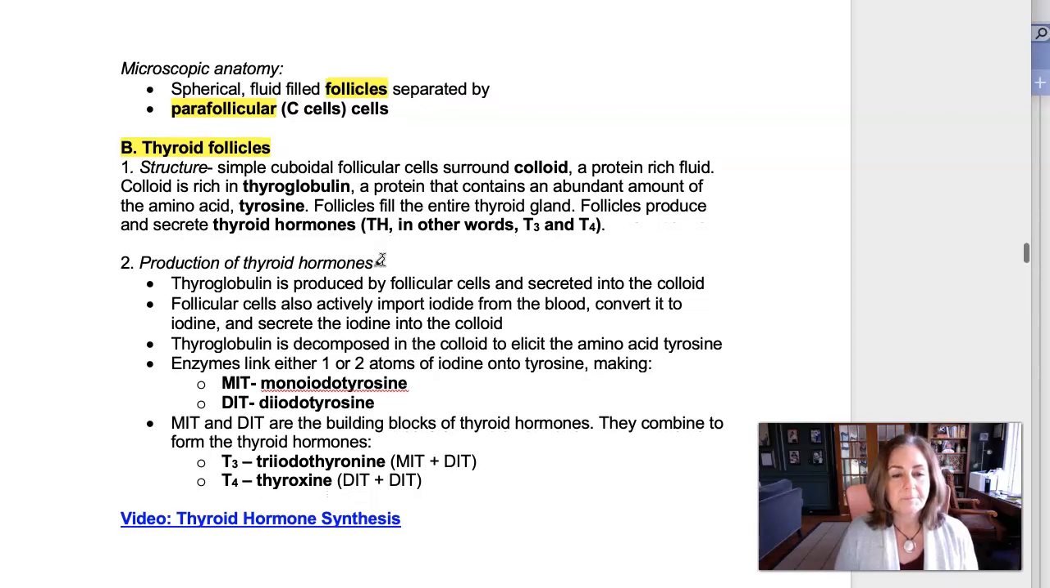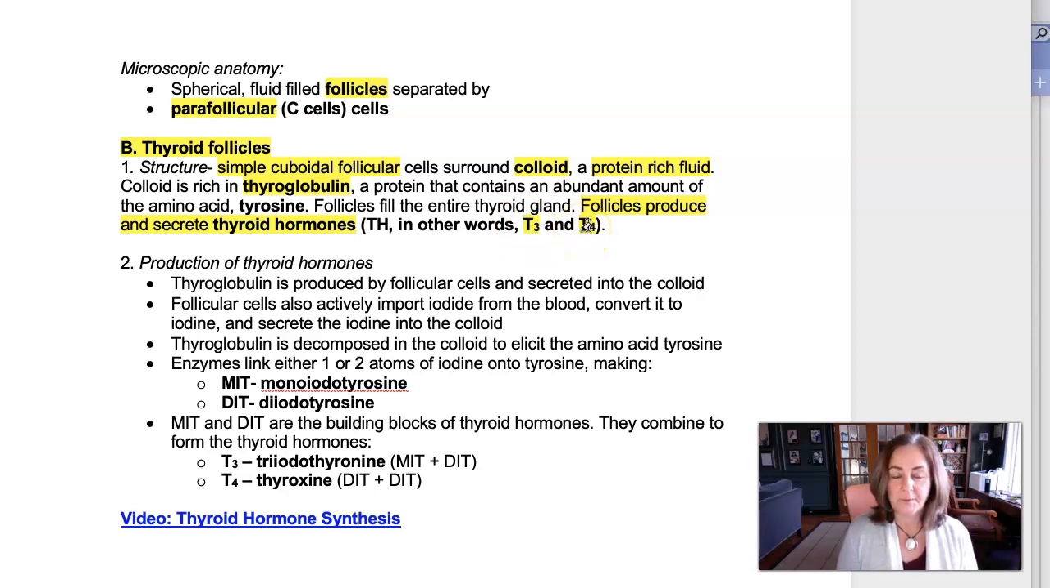So the follicles, we looked at it already a little bit. It's made out of simple cuboidal epithelial tissue known as follicular cells. They surround this fluid called colloid, which is a protein-rich fluid, and that protein is coming from the follicular cells. The follicular cells produce and secrete this type of protein called thyroglobulin, and they secrete it into the colloid. What it is, is an ingredient to make thyroid hormones. Okay, so the follicles produce thyroid hormones, and there are two thyroid hormones, triiodothyronine and thyroxine.